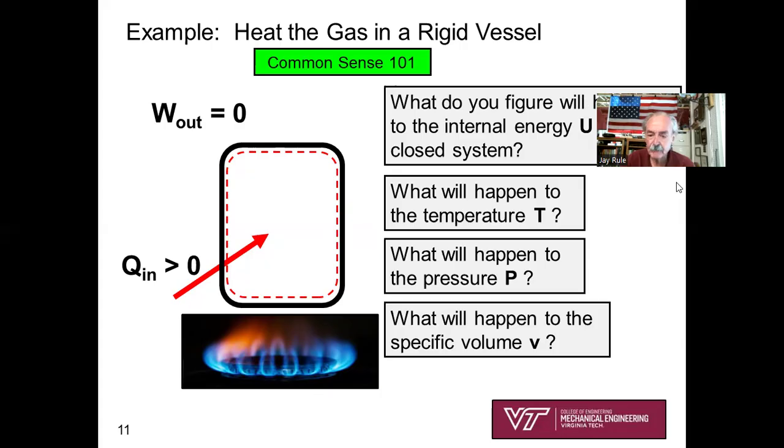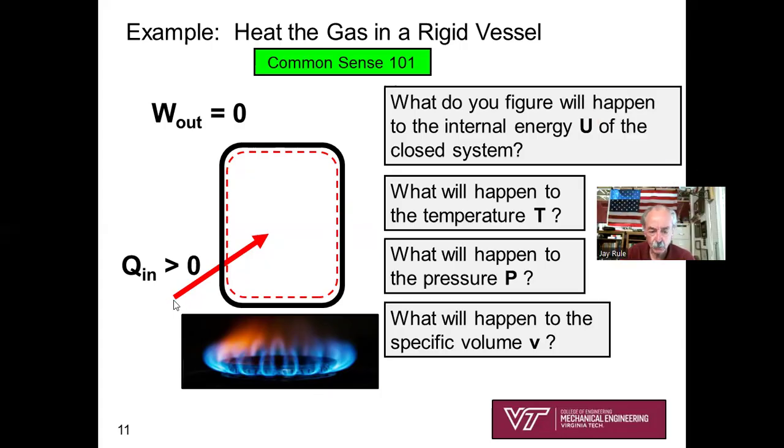All right, well, let's go through the mental exercise of this situation where we're adding heat to the tank. It's a rigid vessel. What do you figure will happen to the internal energy U of the closed system? Well, I think the internal energy is going to go up because you see how we're sort of transforming this type of energy into internal energy. It's a transformation process. Now, common sense 101. What do you figure is going to happen to the temperature of this gas in here? I figure it's going to go up.